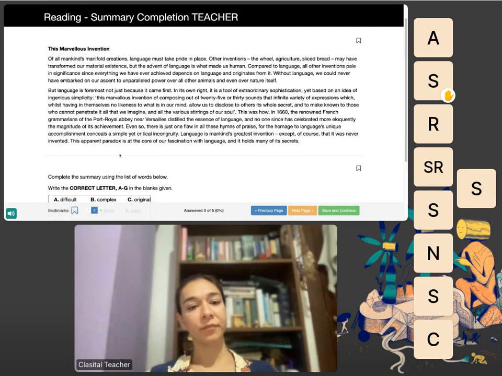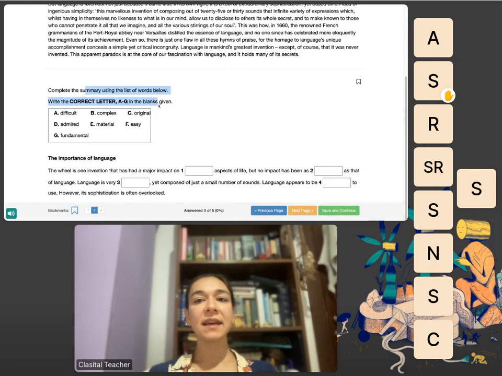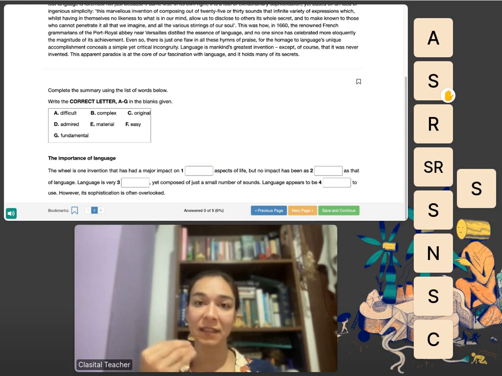Let's see our questions. It says, complete the summary using the list of words below. Write the correct letter A to G in the blanks given. Because we use the words from the list, it doesn't have to say the word count, it will be one. But it says write the correct letter A to G. So if you write the word, let's say complex, you will lose points because it says write the correct letter. So you should write something like A or G.